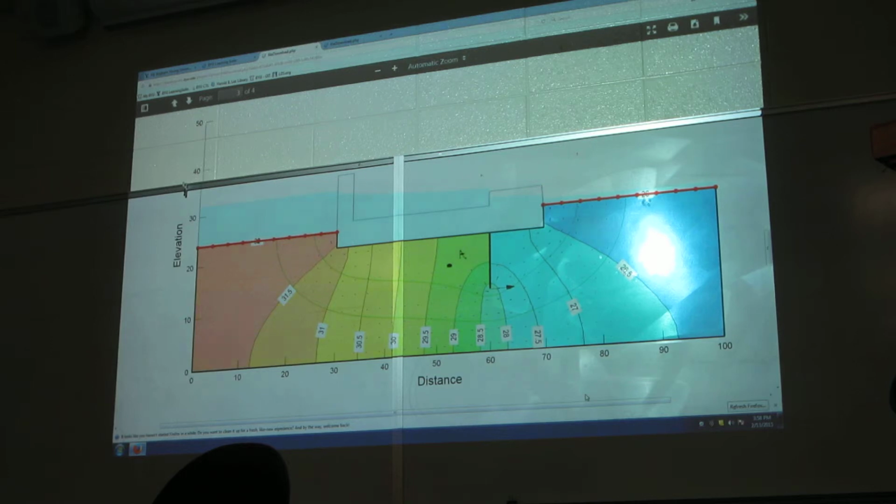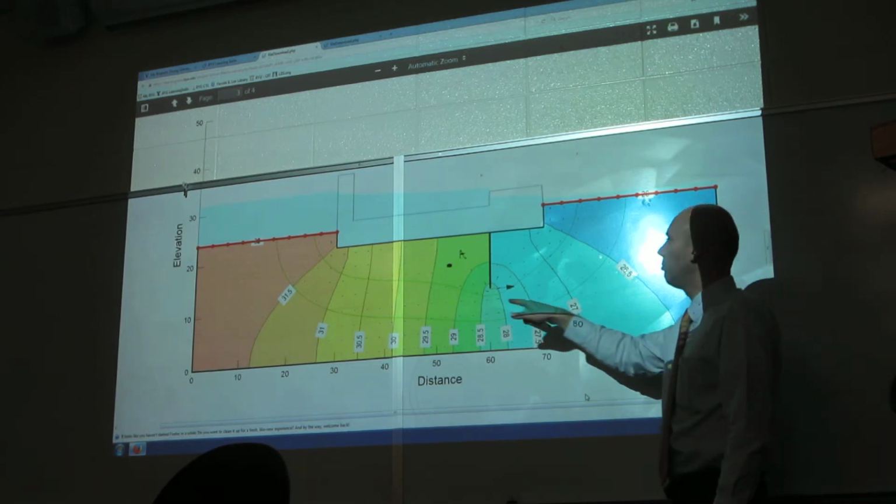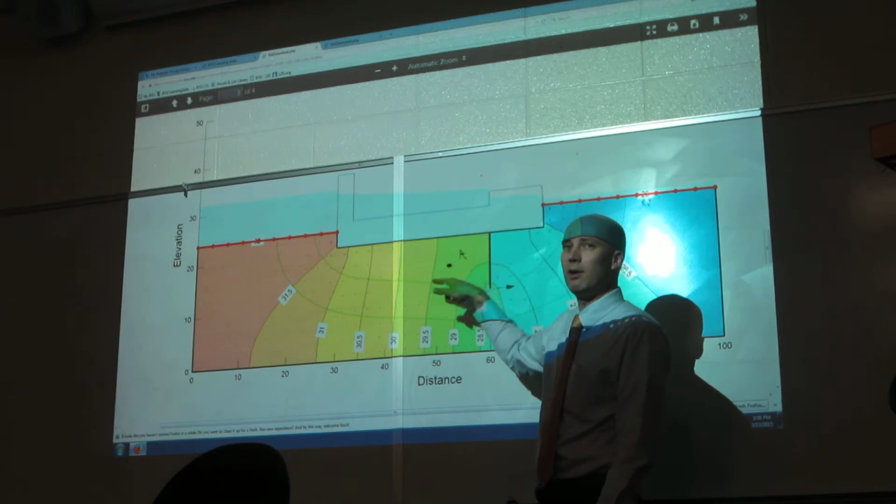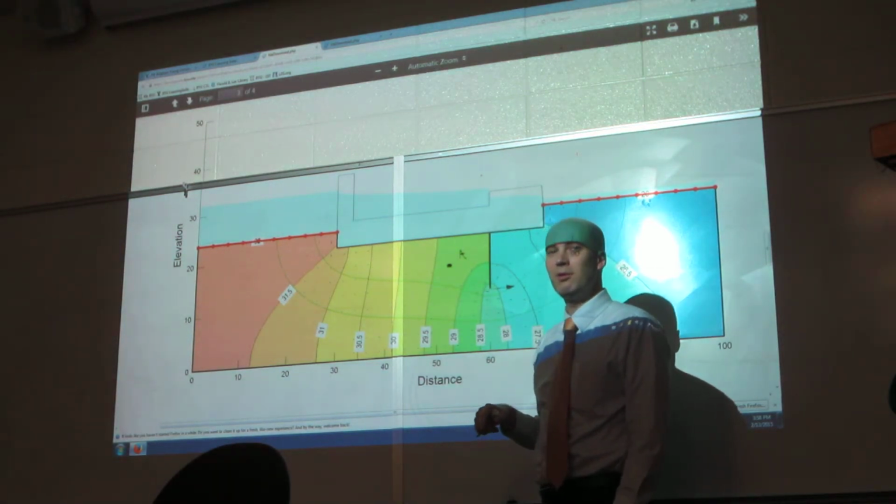So, okay, we got that. That was equal to 29.3 or so. Okay, number 2, let's compute the pressure at A. So I want to know what the pore pressure is right here. The pressure in the voids.